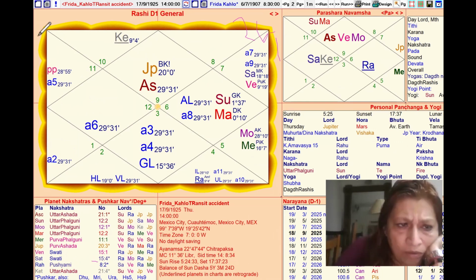Okay, how many do we get? Swati is the 15th nakshatra. 26, 27, and add 15 to it. So 2 plus 15 is how much, guys? 17. Yes. It was imprisonment, bondage.